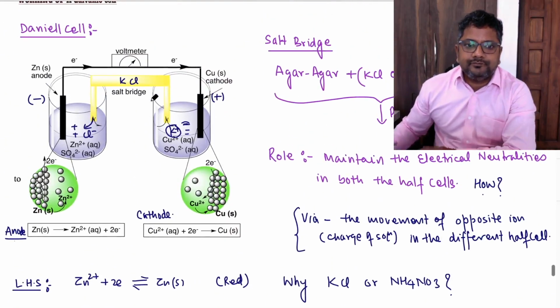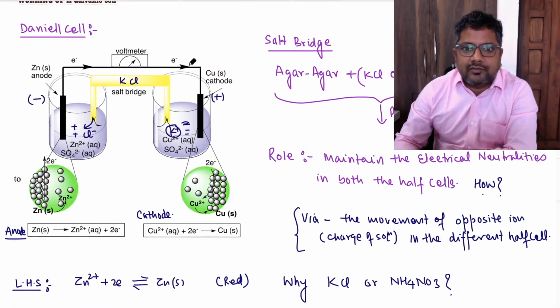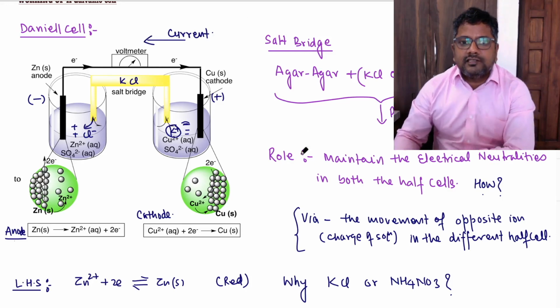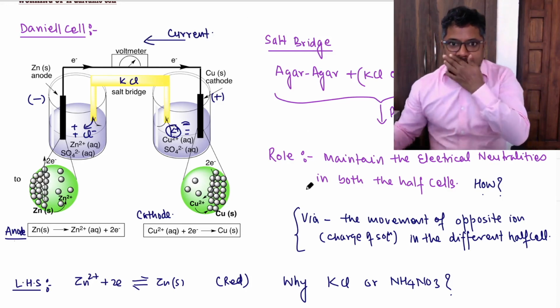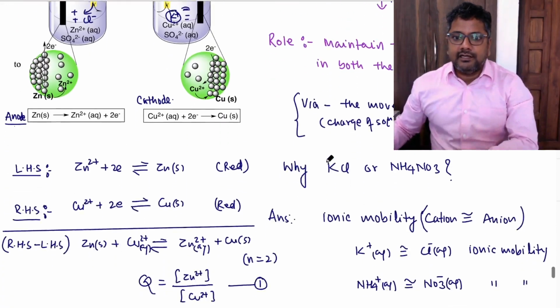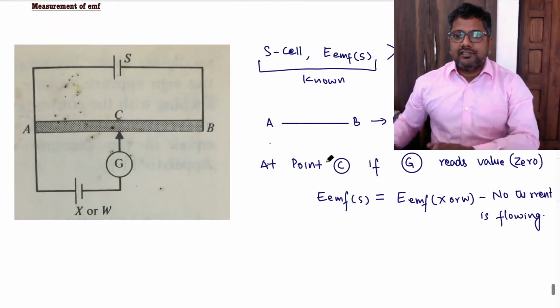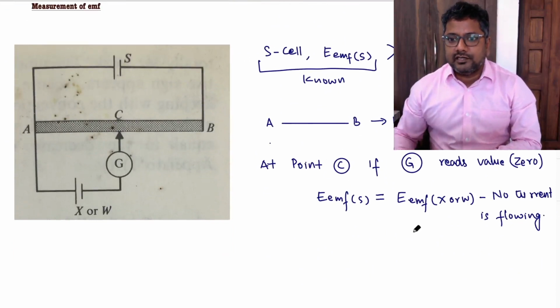And one more thing, electrons are moving from here to here, so current is moving from cathode to anode. Current movement is from cathode to anode. Current is moving from this place, right? So see, this is the simple representation and measurement of the EMF of any cell.